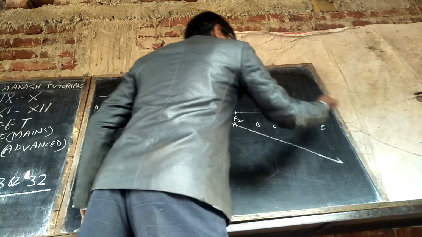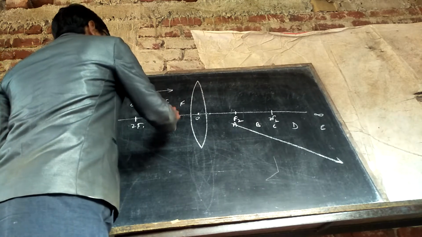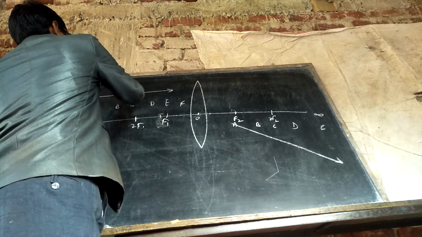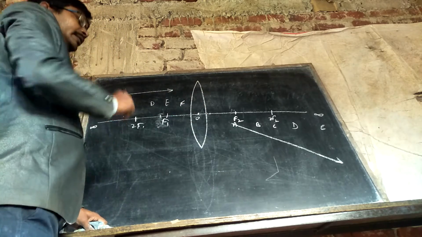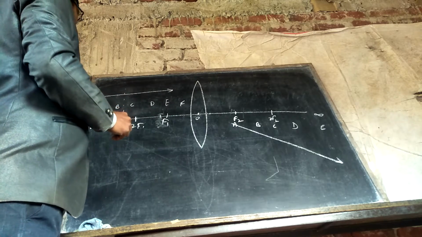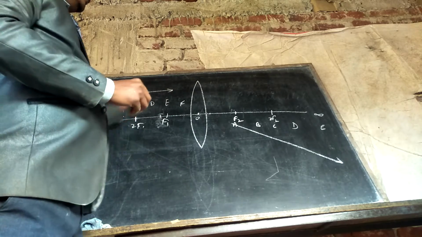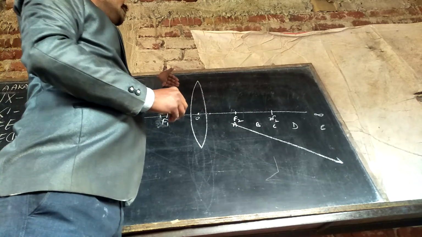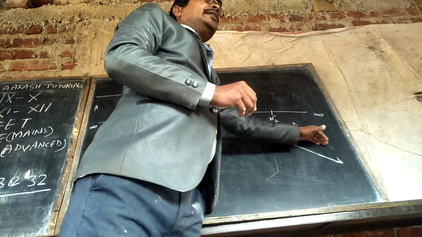Infinity, meaning infinity on the other side. And had the object been between f1 and the optic center, the image will form on the same side. Clear? What do we have? Let us recall again. Had the object been at infinity, the image will form at f2. As the object moves towards the lens, the image will move away from the lens.